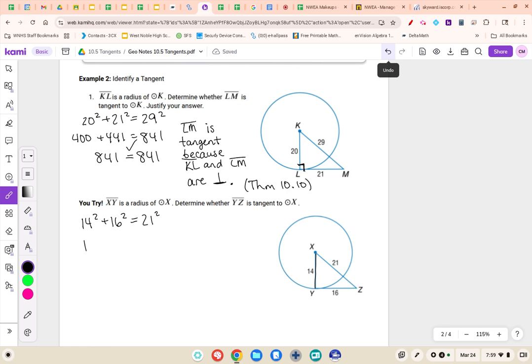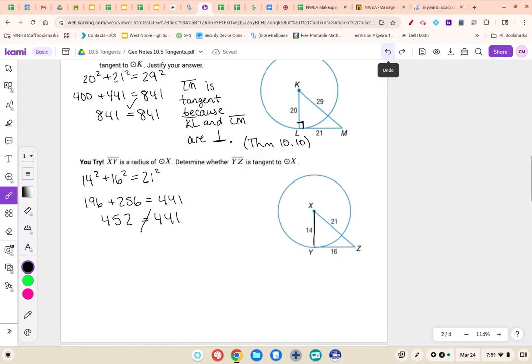So 14 squared is 196. 16 squared is 256. 21 squared is 441. When we add these together, we get 452 is equal to 441, which is not true, which means this is not a right angle. So that is not actually a tangent line. It either doesn't touch the circle or it actually goes through the circle in two places, not just one.